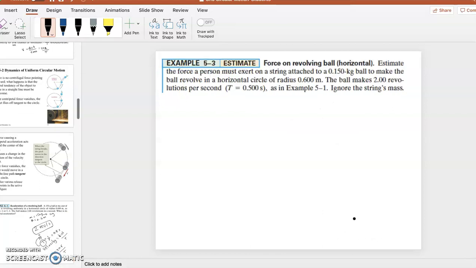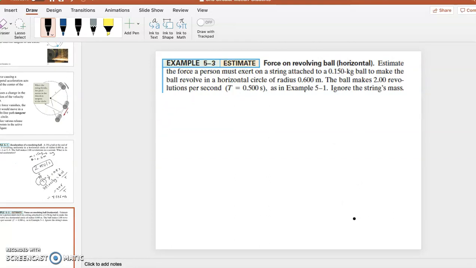Now, in the other example, he wants the force on that revolving ball. So we have the same example: a thread here, and a ball moving in a circle of radius r. Let me ask you one question. Where is the tension force here?